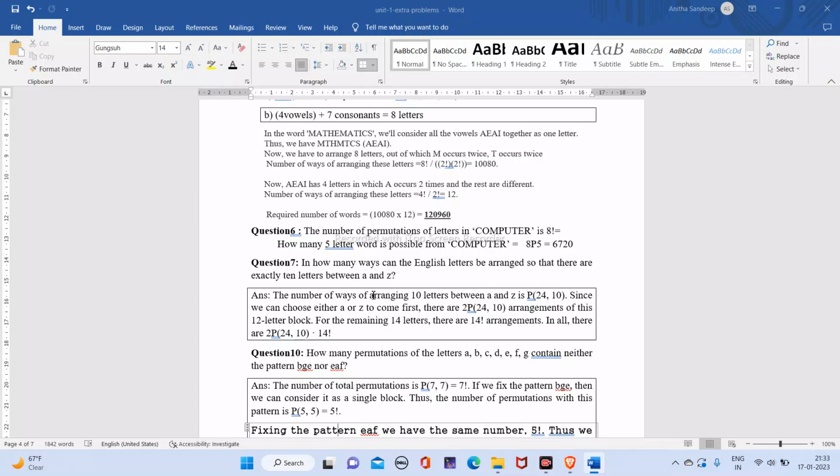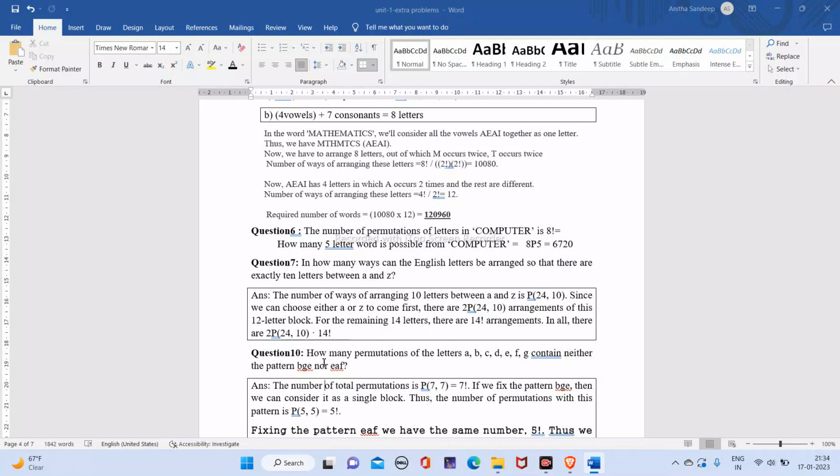So here the number of ways of arranging 10 letters between A and Z is 24P10. Since we can choose either A or Z to come first, it will be 2 times 24P10 arrangements of this 12-letter block. Then for the remaining 14 letters, there are 14 factorial arrangements. Therefore, in all, there are 2 into 24P10 multiplied by 14 factorial ways.